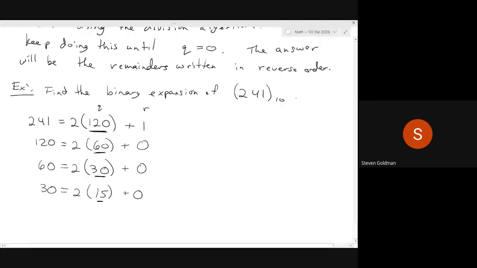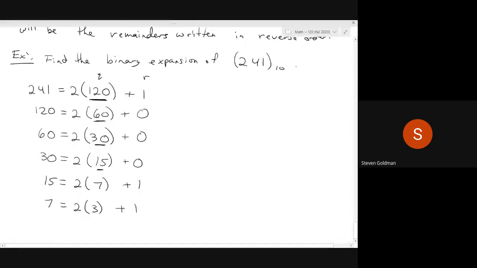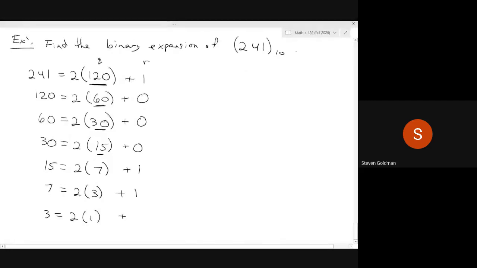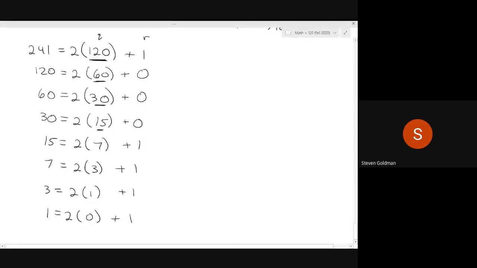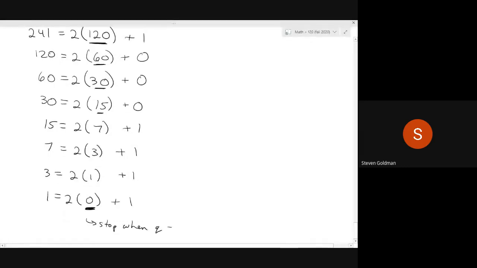Take the new quotient 15, divide that by 2. 2 goes into 15 7 times, plus a remainder of 1. Keep going. 2 goes into 7 3 times. 2 times 3 is 6, plus a remainder of 1. My new quotient is 3. 2 goes into 3 once, plus a remainder of 1. Right? 2 times 1 plus 1 is 3. My quotient is now 1. 2 goes into 1 0 times. Right? 1 divided by 2 is 0, plus a remainder of 1. My quotient is now 0, so at this point we stop. Stop when q is 0.